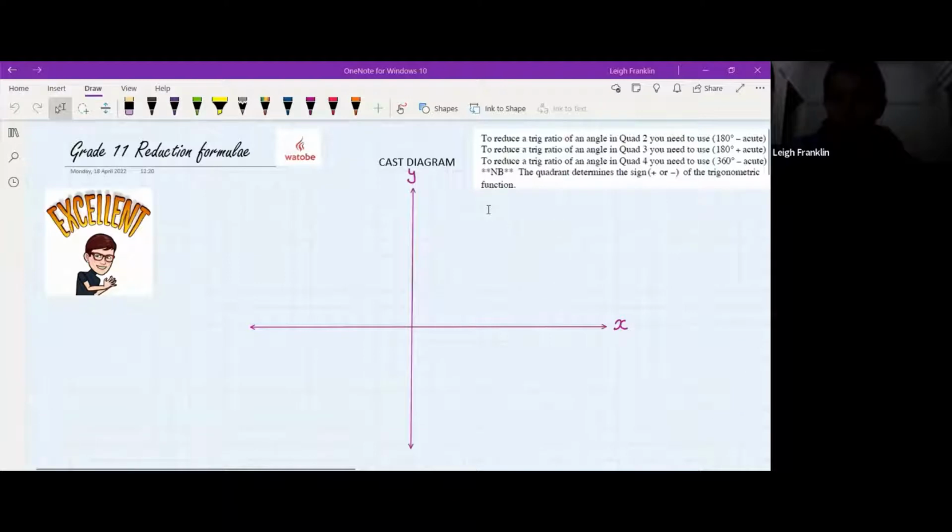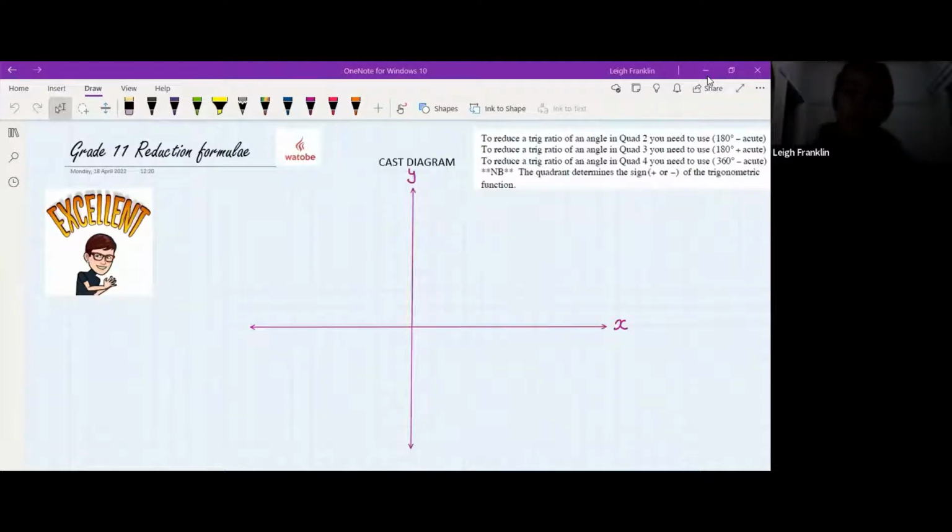And I know that trig is one of the things that grade 11s really struggle with, because when we compare grade 11 trig to grade 10 trig, it really does start to get a lot more difficult. Anyway, Peter's told me that he has been through the cast diagram with you, and the cast diagram is super important for us to be able to understand and work with our reduction formulae.